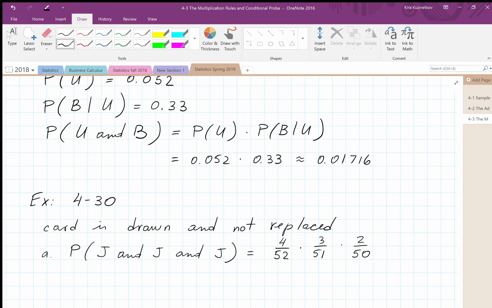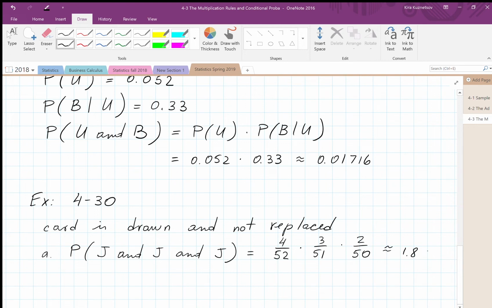So the probability of getting 3 jacks is very small. If you take out your calculator and start multiplying this out, 4 out of 52 times 3 out of 51 times 2 out of 50, you will end up with scientific notation. Now my calculator spits out this.